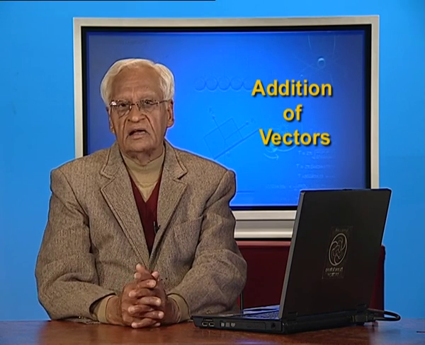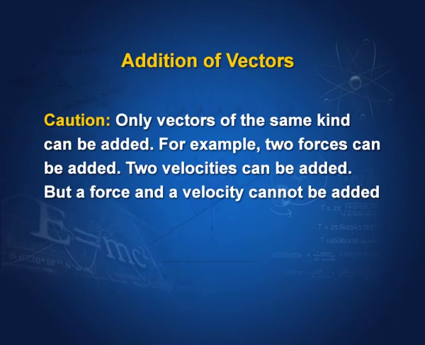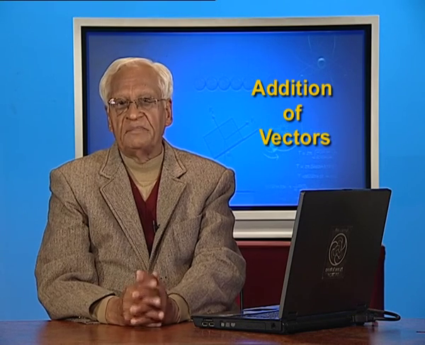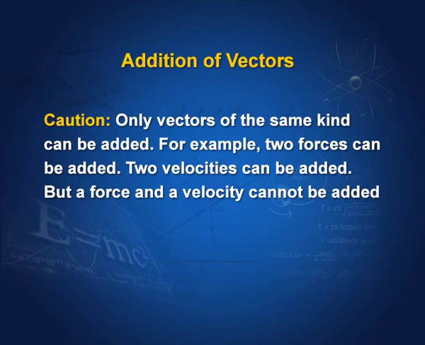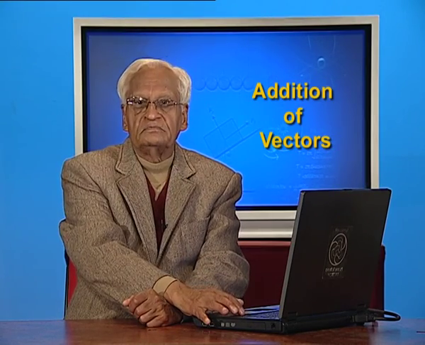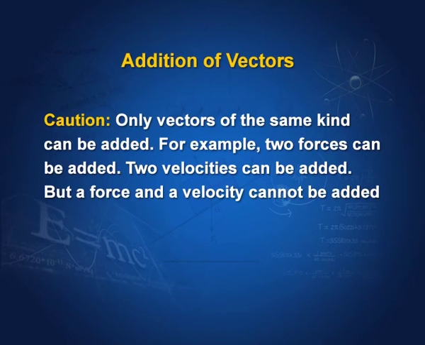But before that, a word of caution. Only vectors of the same kind can be added. For example, two forces can be added, two velocities can be added, but a force and velocity cannot be added. That means the vectors to be added must be of the same kind.